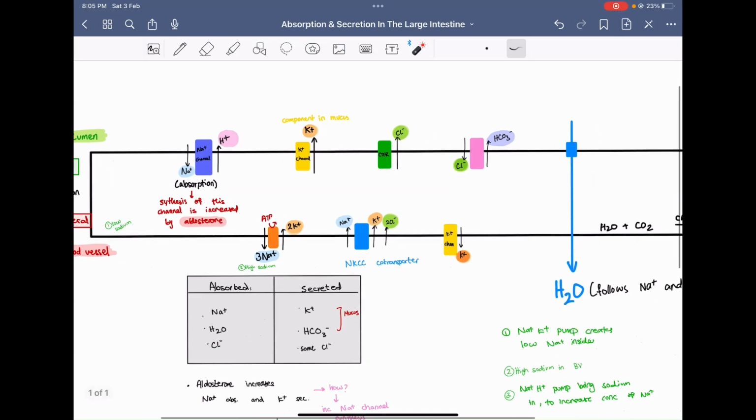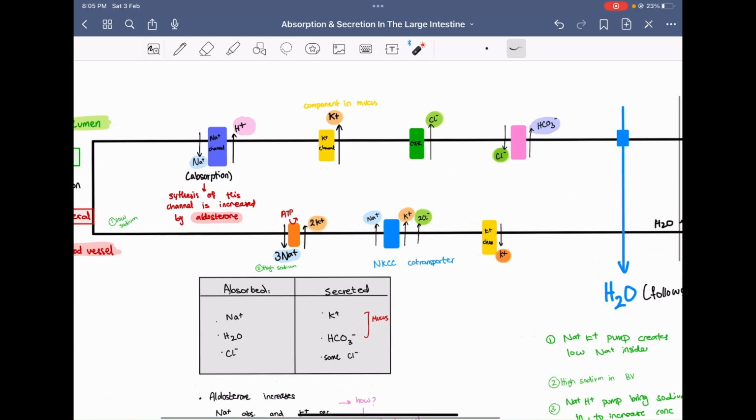All right, so now let's go into the last electrolyte, which is the potassium. And the potassium, as we said, will be secreted. So over here you have the sodium-potassium pump. It is bringing chloride outside from our body, outside from the blood vessel, into the lumen, eventually going out from here. And also you have some of the potassium going through the NKCC co-transporter.